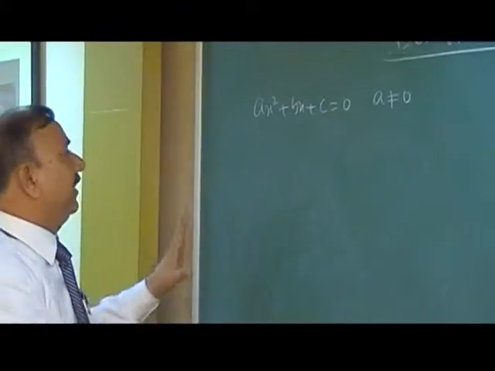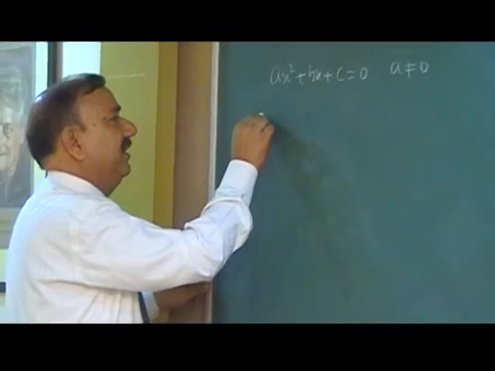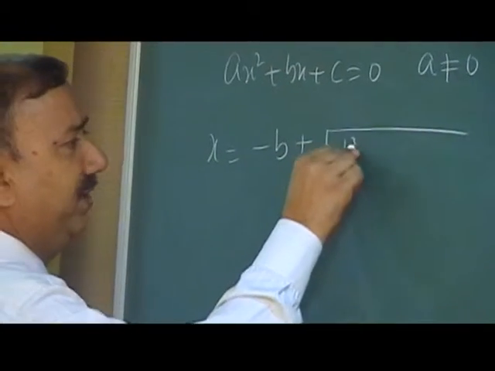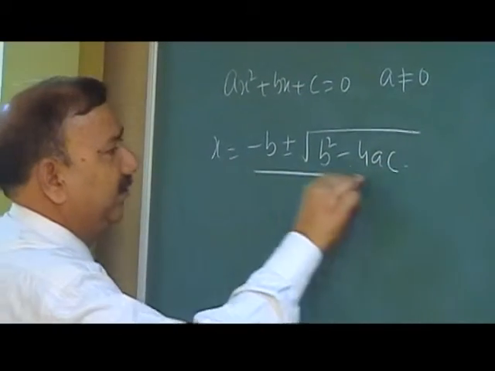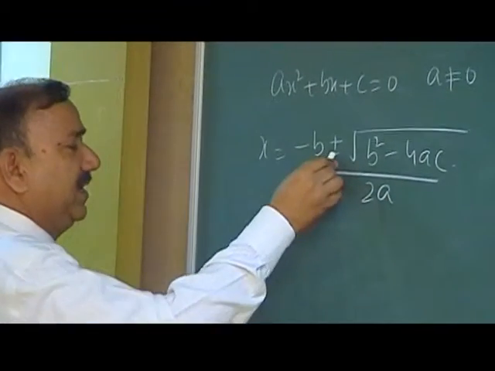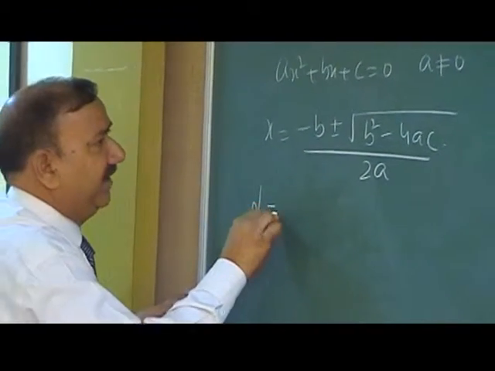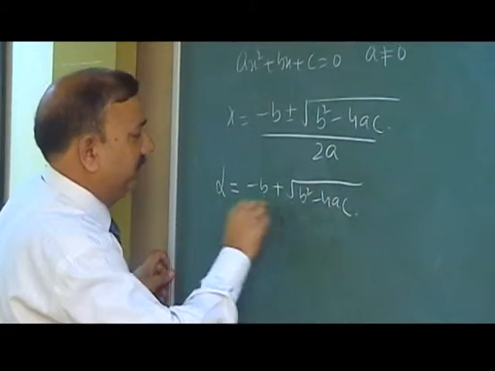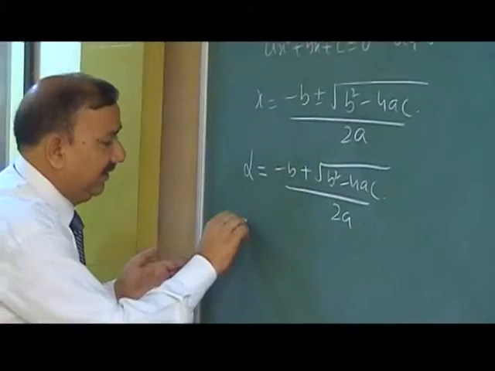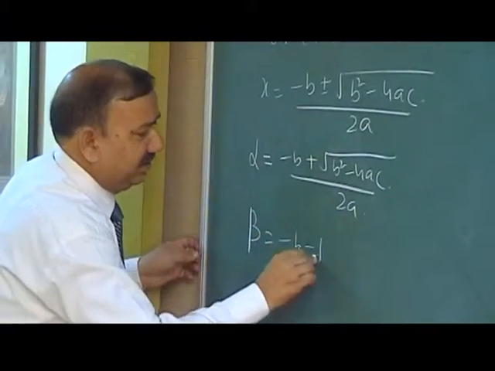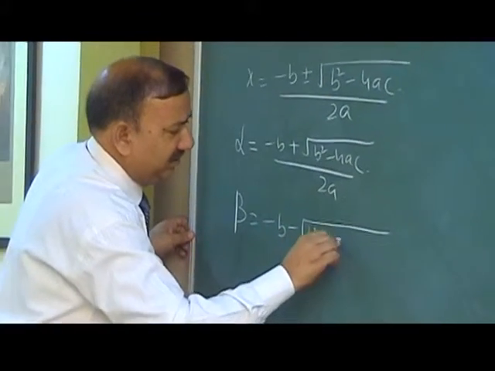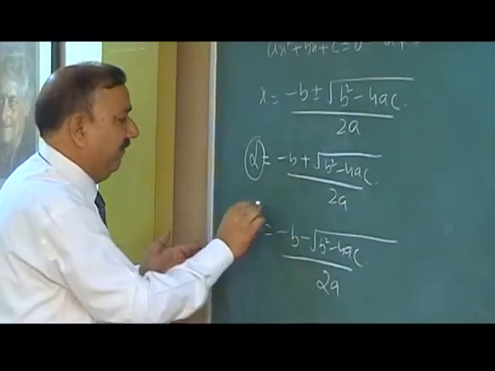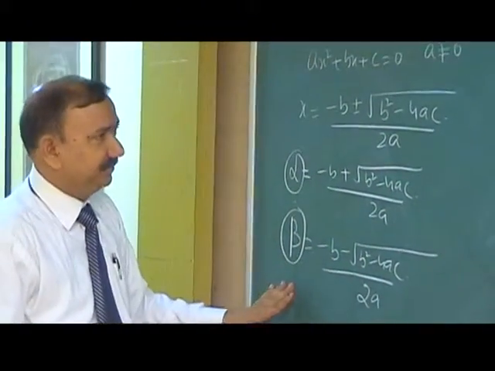To solve quadratic equations, we have the formula x is equal to minus b plus minus under root b square minus 4ac divided by 2a. Here plus minus means we have one solution, alpha, minus b plus under root b square minus 4ac by 2a. Another is beta, minus b minus under root b square minus 4ac divided by 2a. These are the two solutions, alpha and beta, of the quadratic equation.